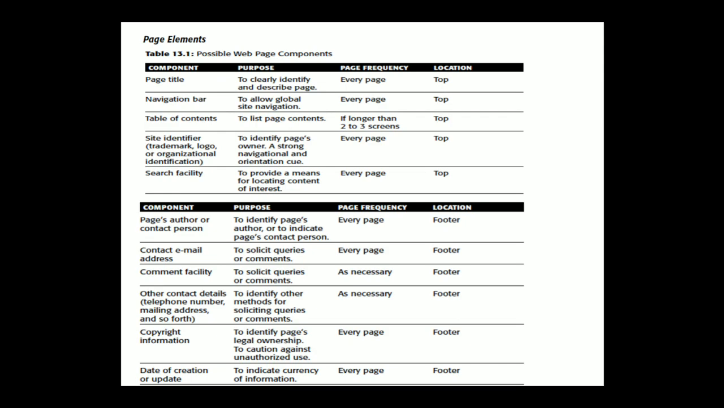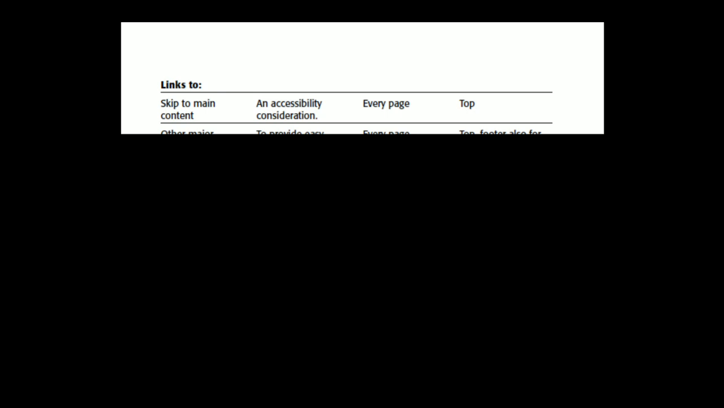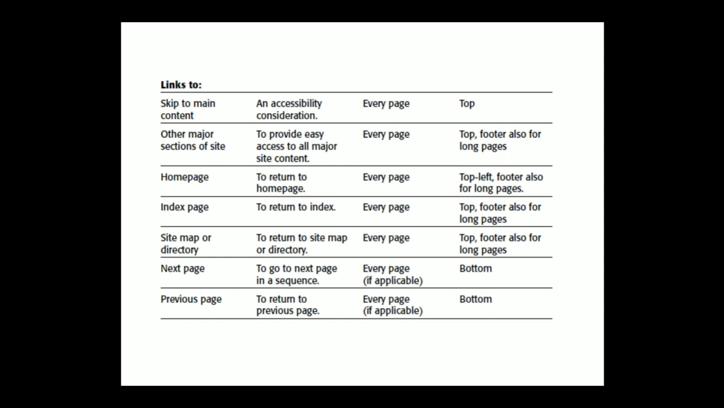Table 13.1 provides a summary of possible elements that can be placed on a web page. Together with it, it also describes the purpose of every component and its page frequency, as well as the locations wherein these components can be placed.